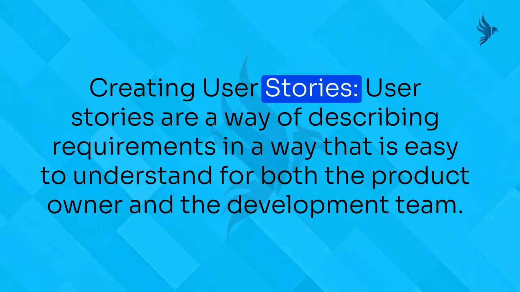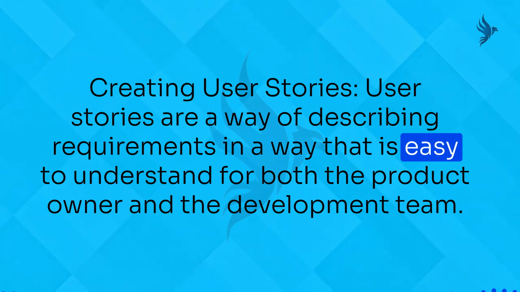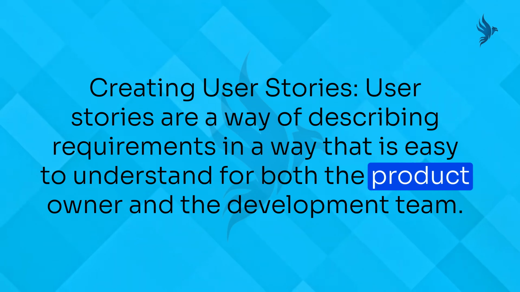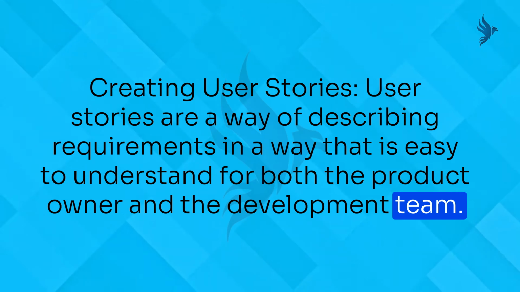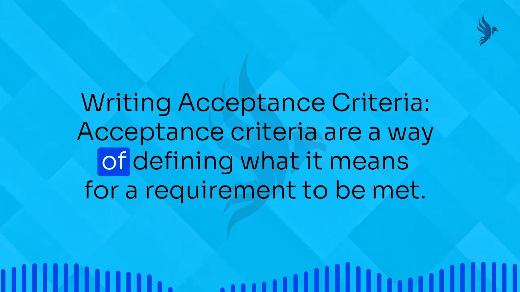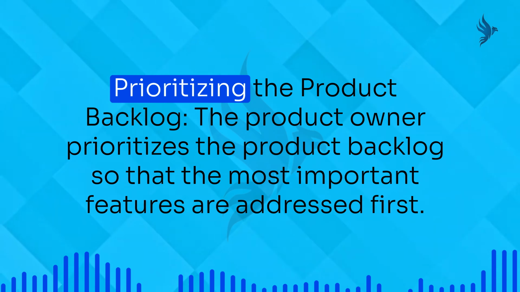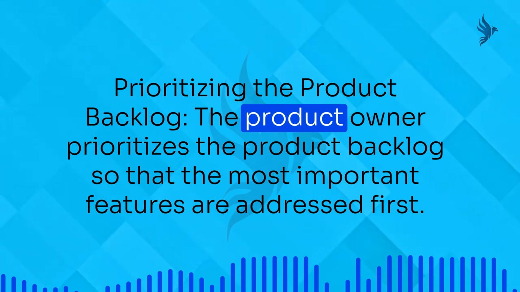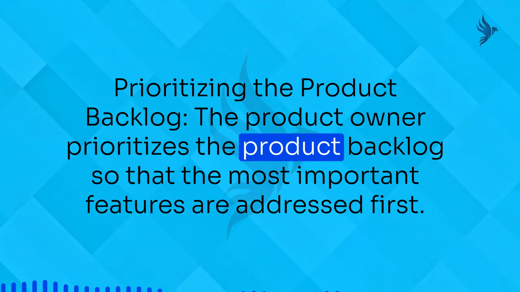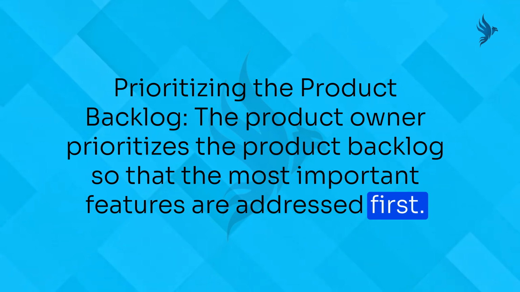Estimating the effort. The product owner and the development team estimate the effort required to complete each feature. Creating user stories. User stories are a way of describing requirements in a way that is easy to understand for both the product owner and the development team. Writing acceptance criteria. Acceptance criteria are a way of defining what it means for a requirement to be met. Prioritizing the product backlog. The product owner prioritizes the product backlog so that the most important features are addressed first.